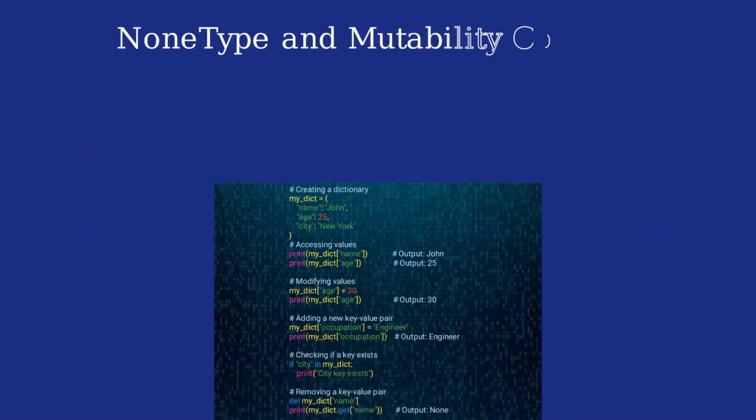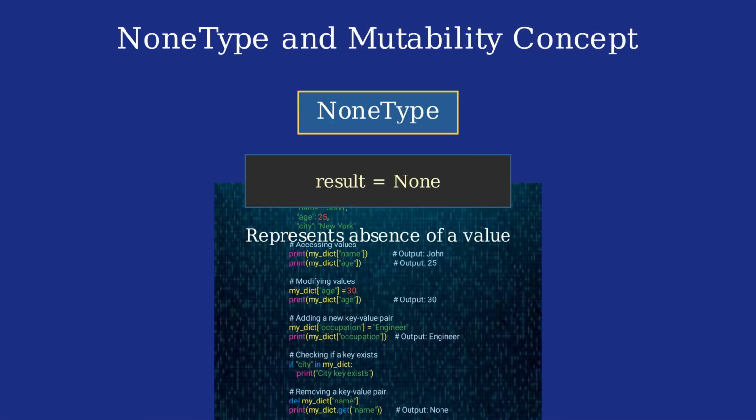Python also has a special type called NoneType, represented by the None keyword. None represents the absence of a value or a null value.